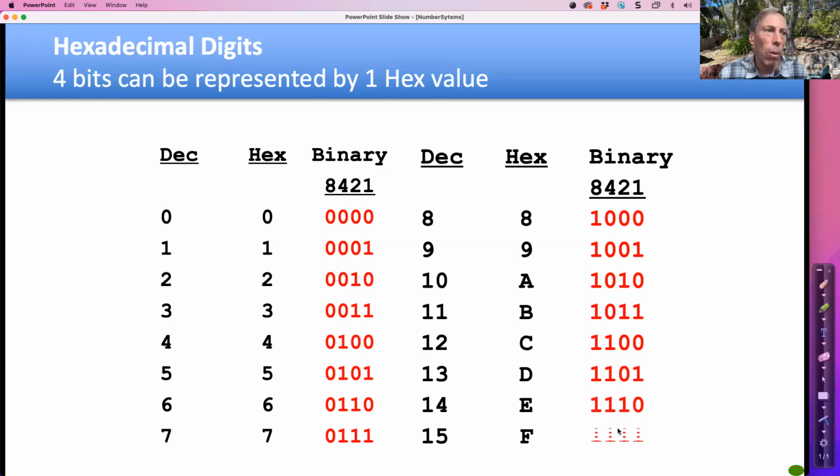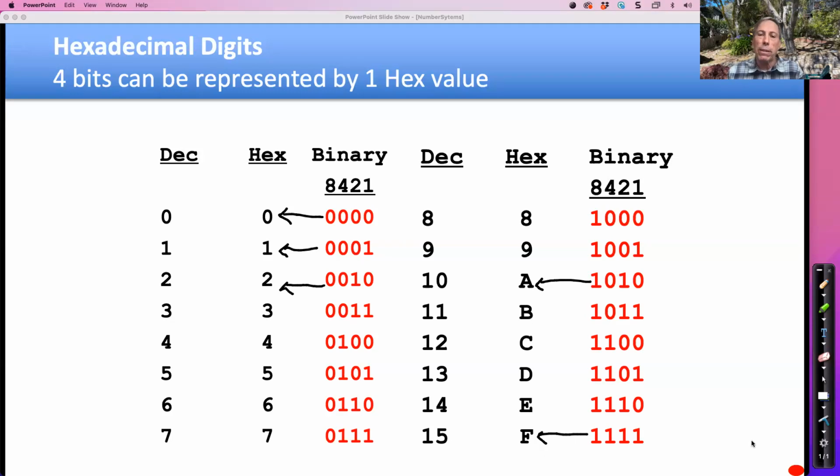Okay, we keep on going all the way to 4 ones. So 4 ones is 8 plus 4 plus 2 plus 1. That's 15 decimal, F hex. 4 zeros to 4 ones. There's 16 different unique combinations. That's it. That's why base 16 is so nice, because we can represent any unique 4 bits as a single hexadecimal value. Okay, just keep on going here. Any 4 bits can be represented by a single hexadecimal value.